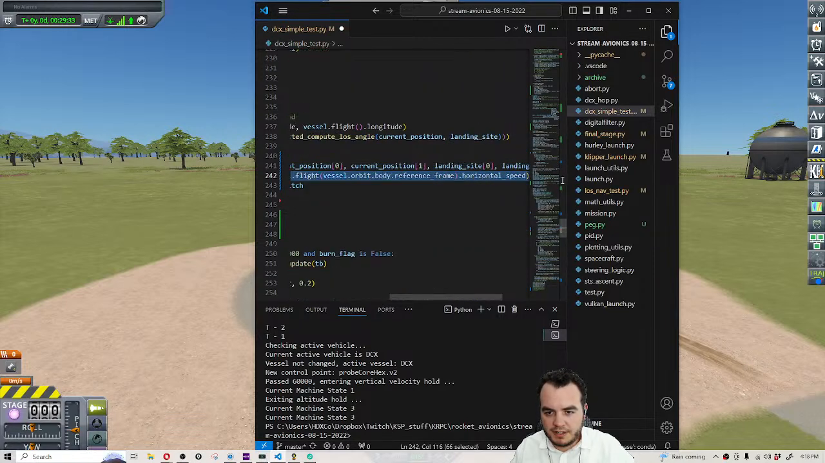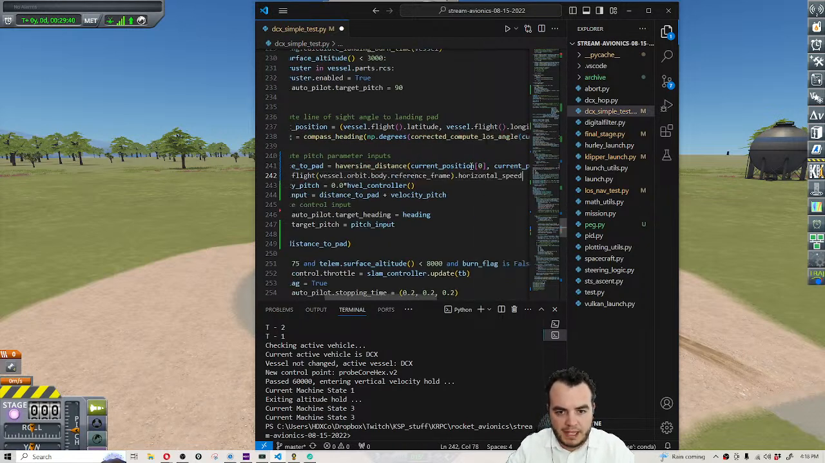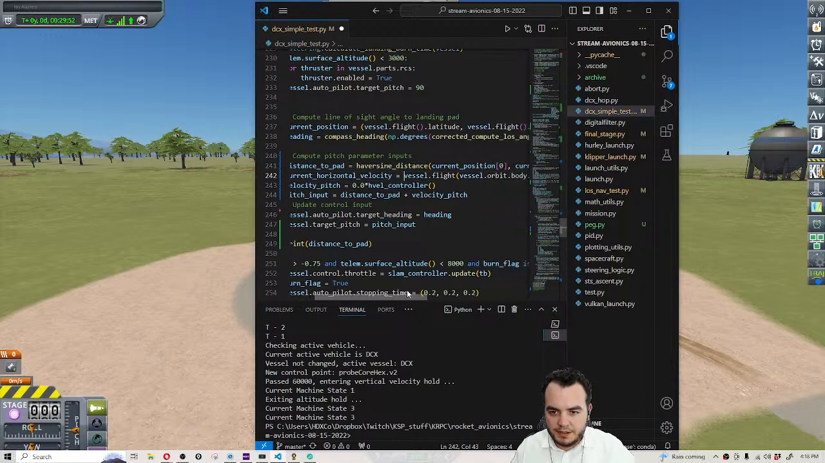You know what? Let me actually just take that out, because I'm going to want to manipulate that later. So we're going to call this our horizontal velocity, our current horizontal velocity. Okay.